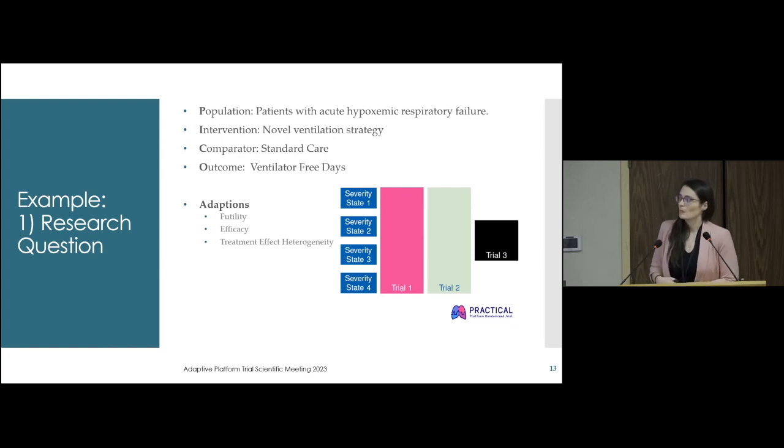And the adaptations that we're going to think of are futility. So is the novel intervention not good enough, essentially? This is a more complex intervention to use in clinical practice, so we want to make sure not just that it's effective, but that it's effective enough to encourage the switch from the standard of care. Efficacy, so is the new intervention effective? Does it work? And then we're also going to account for our treatment effect heterogeneity between the 2 different severity states. So those are our key Bayesian tools that we're going to bring in.